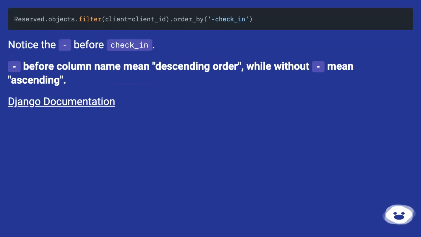Notice the hyphen before check_in. A hyphen before the column name means descending order, while without it means ascending. Django documentation.